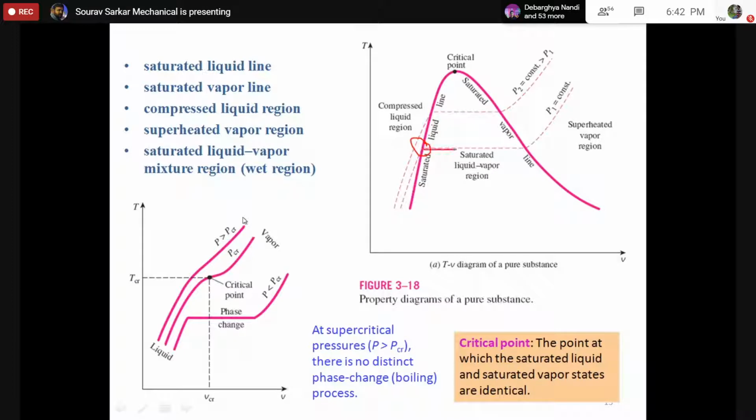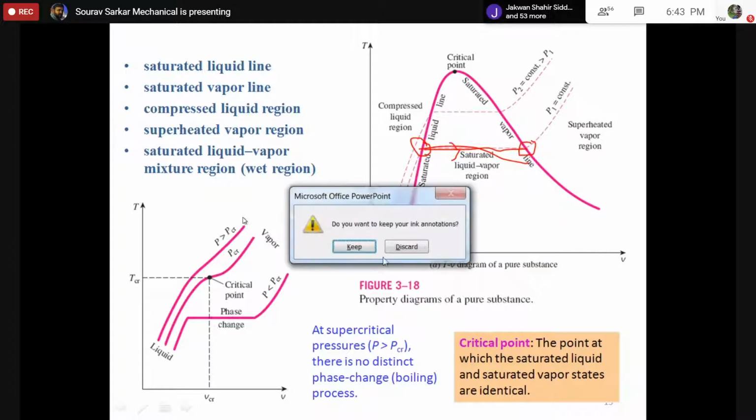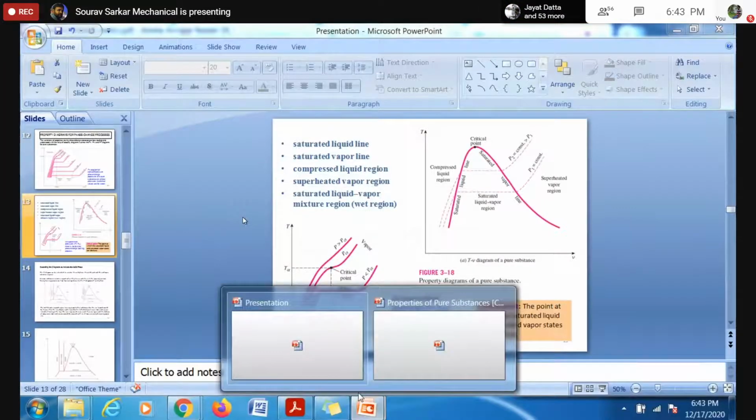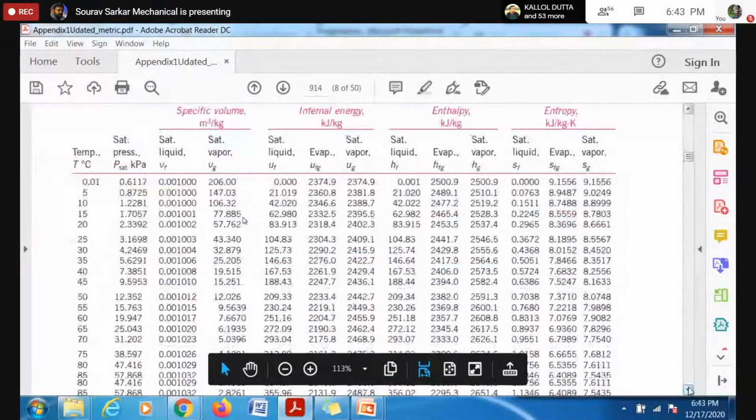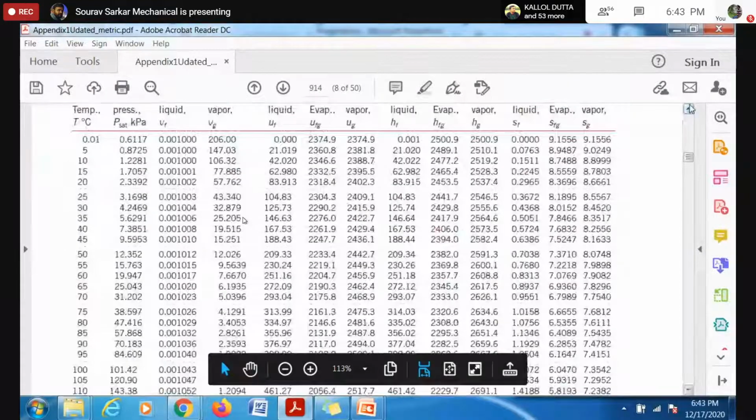If you go along this line, the percentage of vapor gradually increases, and finally the whole liquid converts into saturated vapor at this point. So this whole line can be termed saturated water. Now if you look into the table, what is happening? In the saturated water table, in the first column, they have mentioned the temperature.